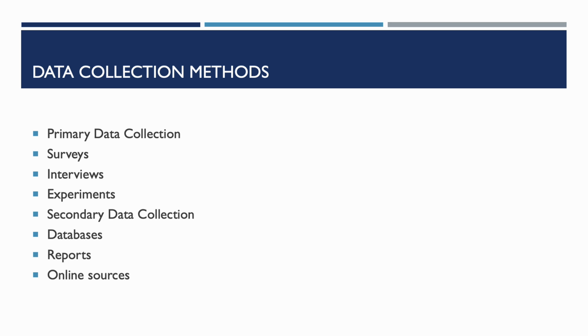And then experiments, we can do some experiment on a group of people to see how the results come up. Then we can analyze the results. And then for secondary data collection, we can have databases, like a table with a list of students' information. Then reports, and then some online resources, or any other processes or methods.